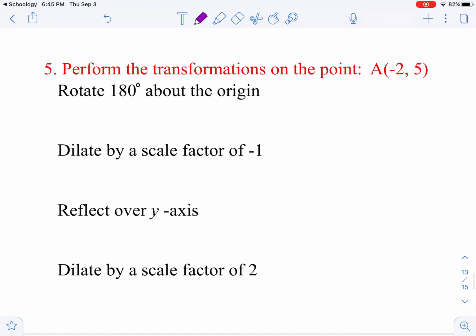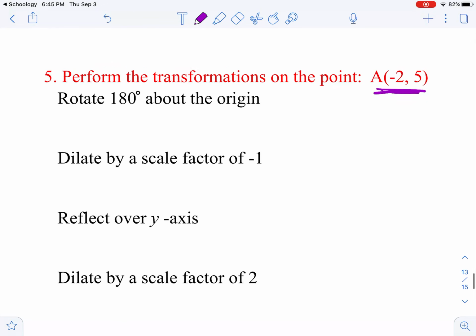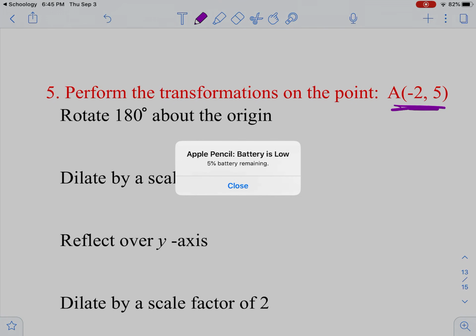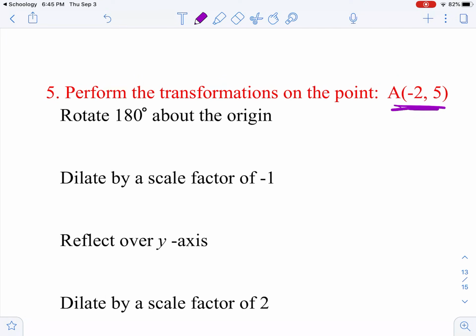Okay, so last but not least, this is perform the transformation on this point. So you're not going from here to here to here. You're going to do each of these to that one point. So you have to be able to do it without graph paper too. So that means you do need to know rules if you didn't memorize them yet.